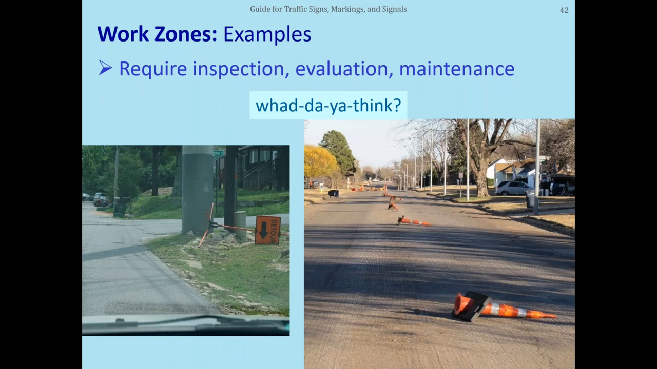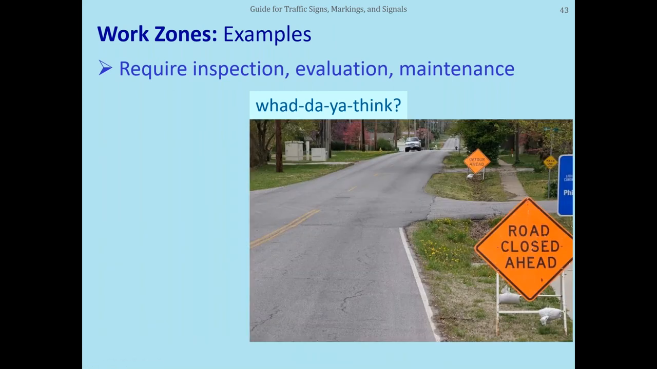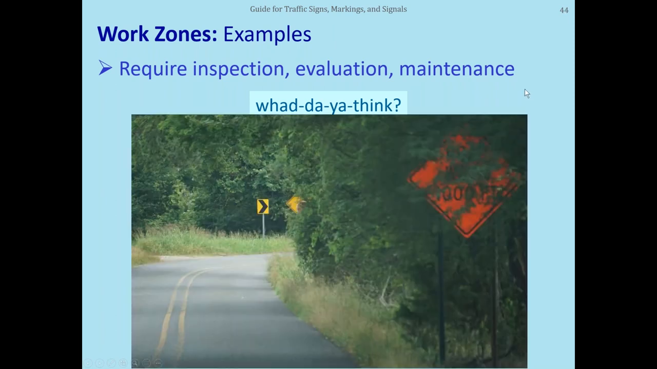And of course, traffic control areas, temporary traffic control areas, work zones need babysitting. Well, what do you think about this? Does it look like the road is closed ahead? Somebody is not doing their job of taking the signs down when the closure is not in effect. Not doing a very good job of advising motorists that there's a work area just around the curve ahead.